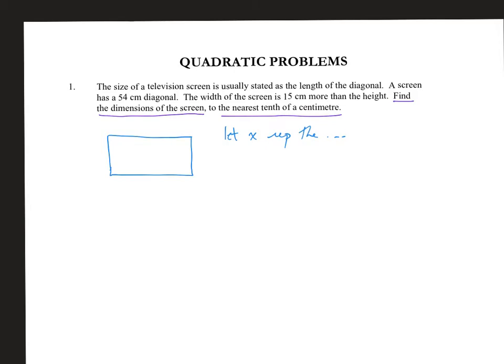So I'm going to get rid of that let statement because I'm only going to write out a let statement if I need to. Because it's a diagram problem, I'm going to label everything I can. The label has a diagonal that is 54 centimeters. The width of the screen is 15 centimeters more than the height. So here's where I get to a decision. Maybe I end up saying my width is going to be x. And since the width is 15 greater, then my height must be x minus 15.